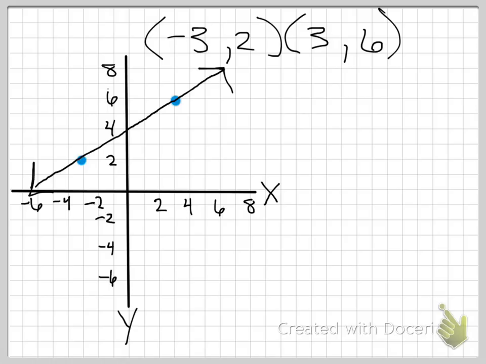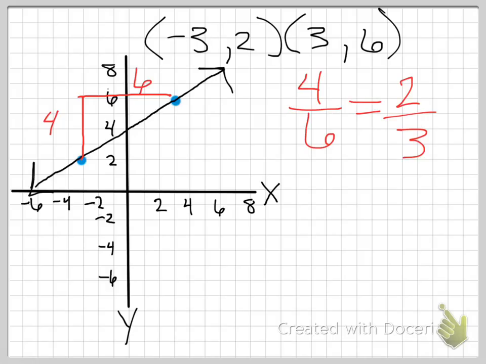Now you just need to figure out how much it rises by. It goes from 2 to 6, so that's 4. And it goes from negative 3 to positive 3, so that's 6. So it's rise over run, and then you reduce it to 2/3. And that's how you would do a slope problem.